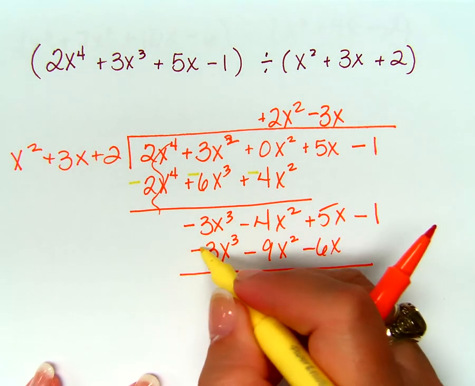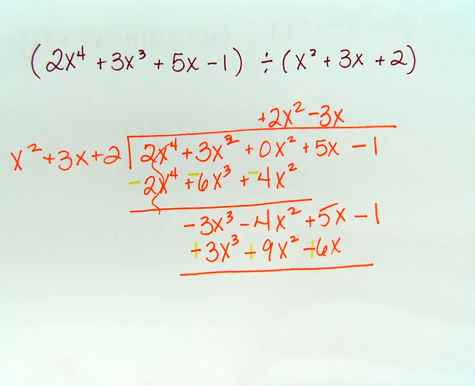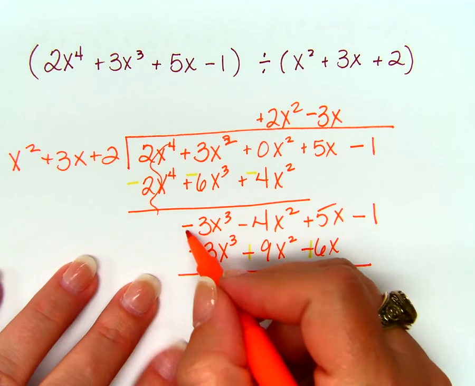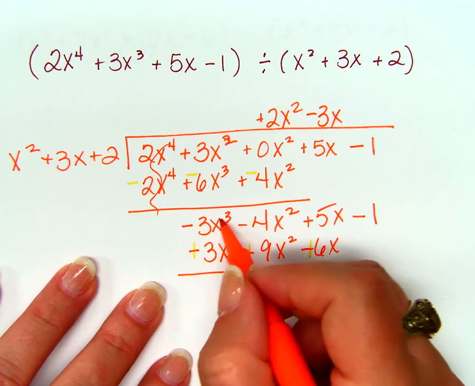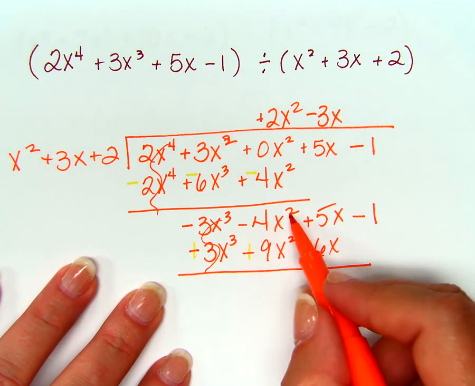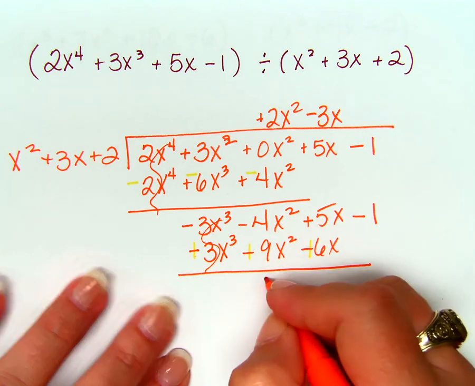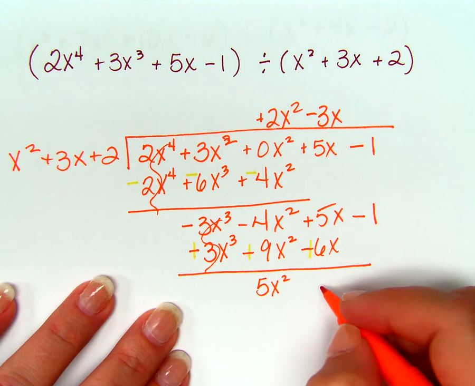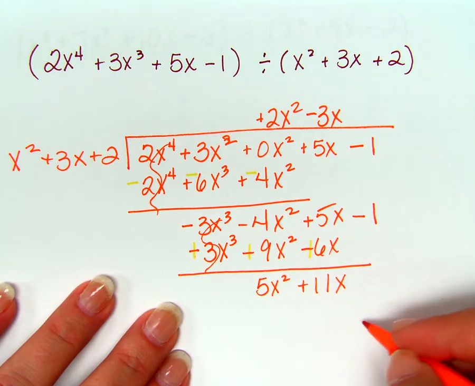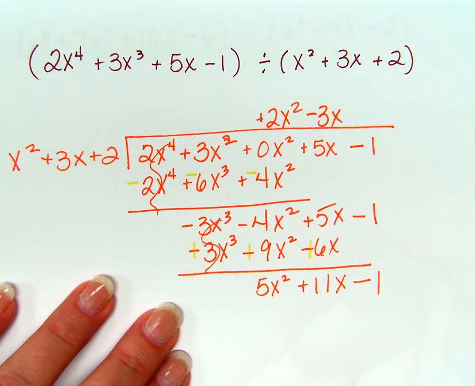And now, subtract or add the opposite. See how I'm not subtracting this time? Or, I mean, it doesn't look like I'm subtracting this time because they were already negative. If I'm subtracting the opposite of a negative, isn't that a positive? Yeah? So I have negative 3x to the third plus 3x to the third. 0. Negative 4x squared and 9x squared. 5x squared. 5x and 6x. 11x. Bring it down. Minus 1.